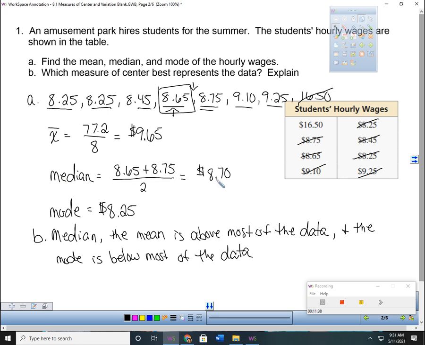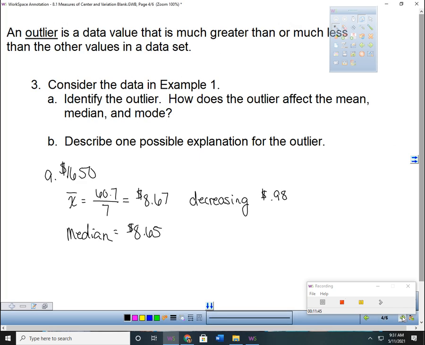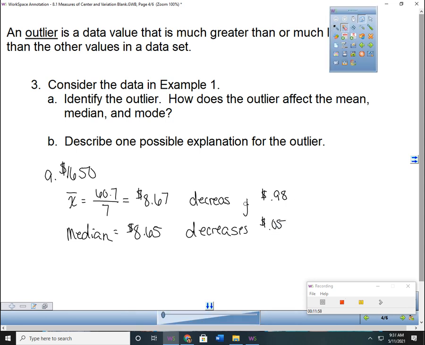Before, the median was 8.70. So if we remove the 16.50, our median drops to 8.65, which is a decrease of 5 cents. I don't like the wording on that, so let's change it to decreases. When we take the 16.50 out, right?